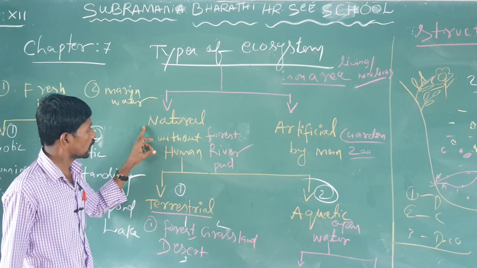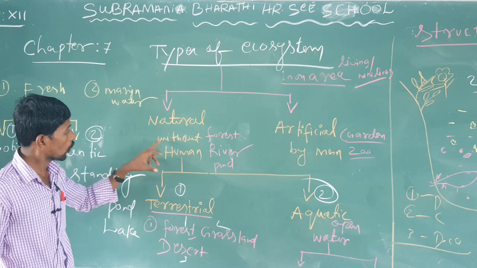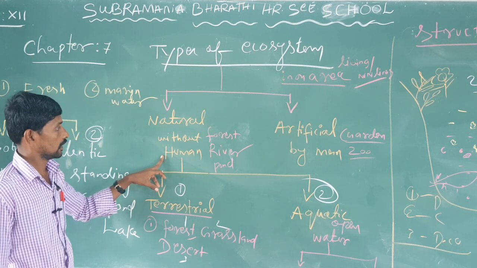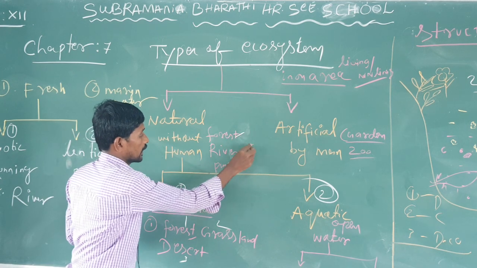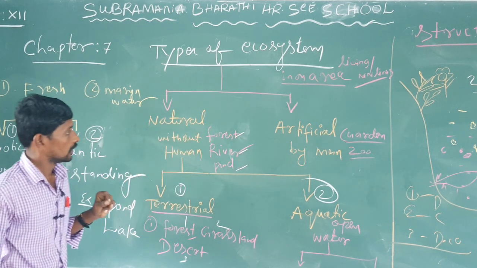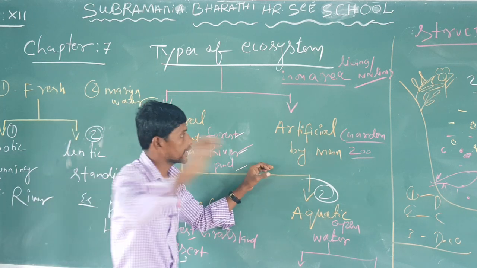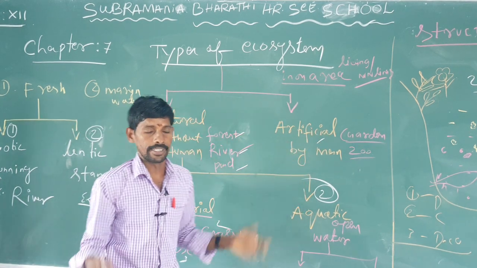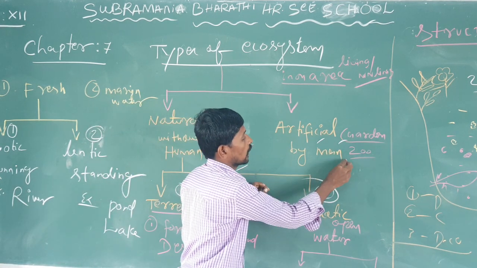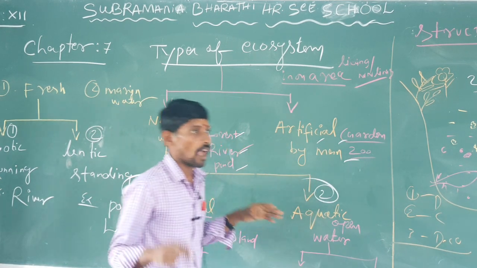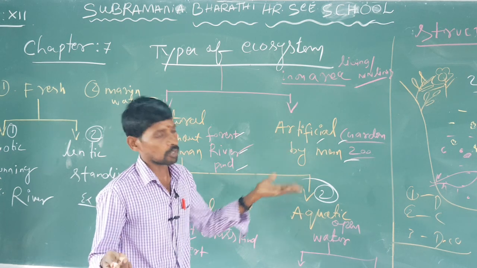Type 1, natural ecosystems, exist without human activity. For example, forest, river, pond. The second one, artificial ecosystems, involve human activity. Examples are gardens and zoological parks, which exist only through human activities.